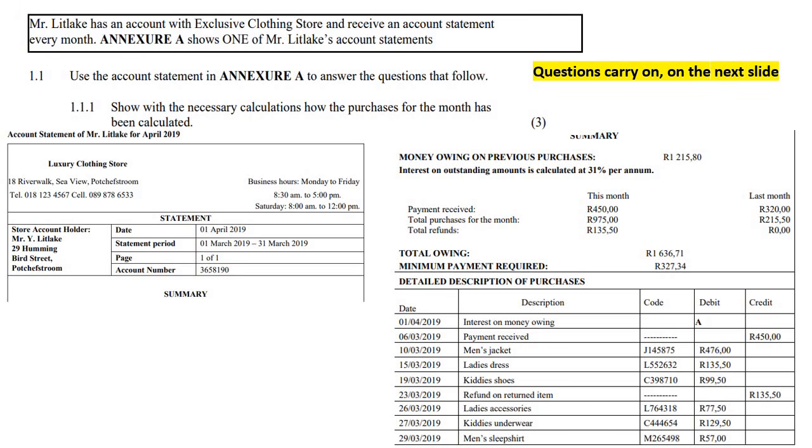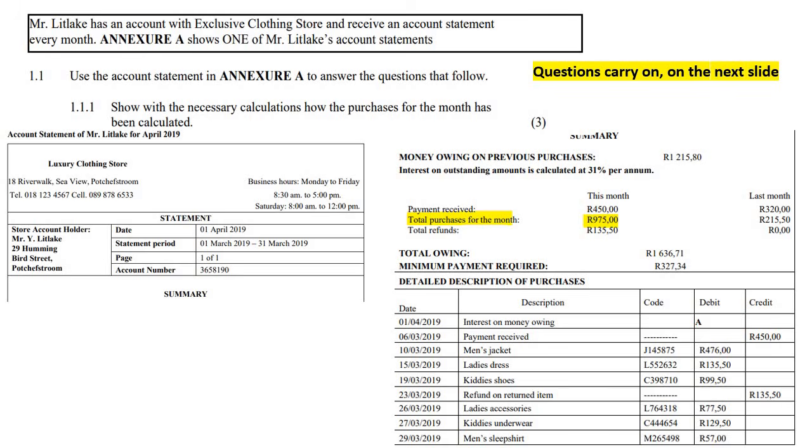So it says use the account in Annexure A to answer the questions that follow. Show with the necessary calculations how the purchases for the month have been calculated. What we can see here is it says total purchases for the month is 975 Rand. Now if you look here, you get debits and you get credits. Debit is when you are spending more money. Credit is when you are paying money back if you have an account with these people.